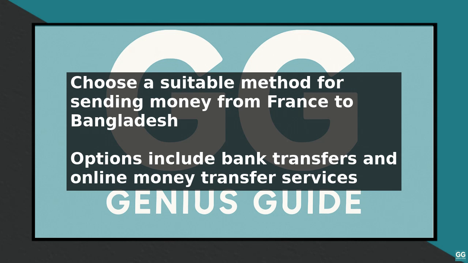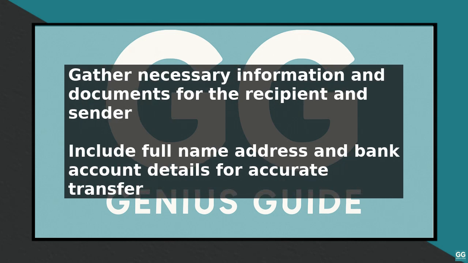Once you have selected a method, you will need to gather the necessary information and documents. This typically includes the recipient's full name, address, and bank account details, as well as your own identification and proof of address. It is essential to ensure that all information is accurate and up to date to avoid any delays or complications.